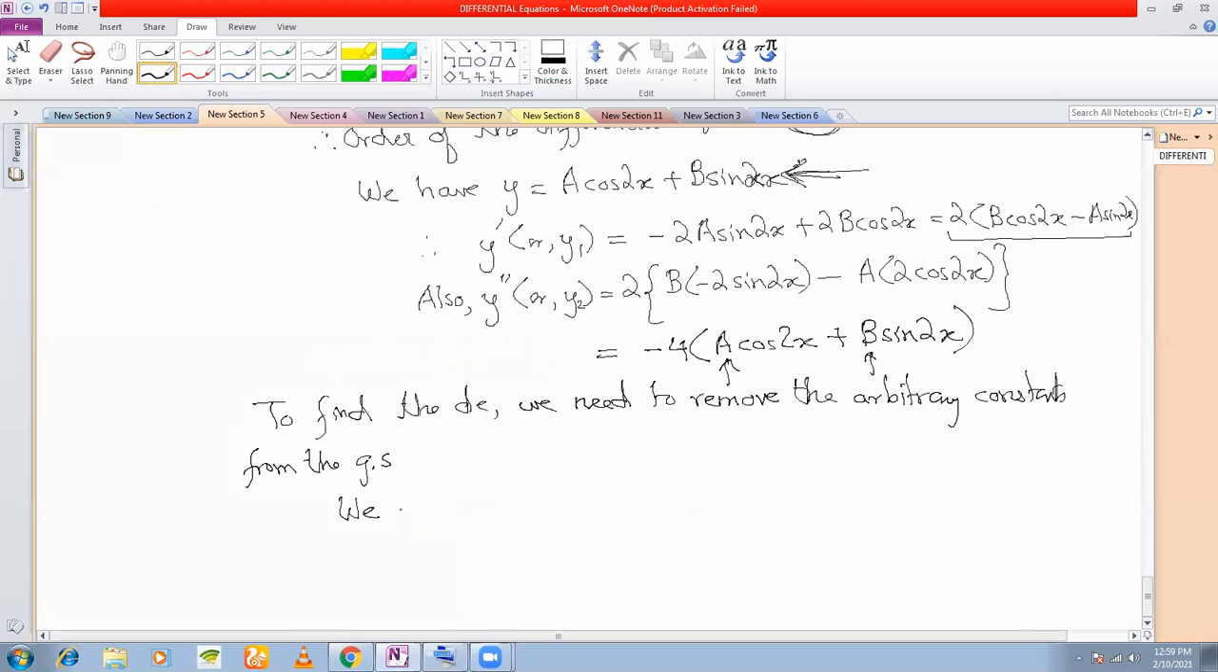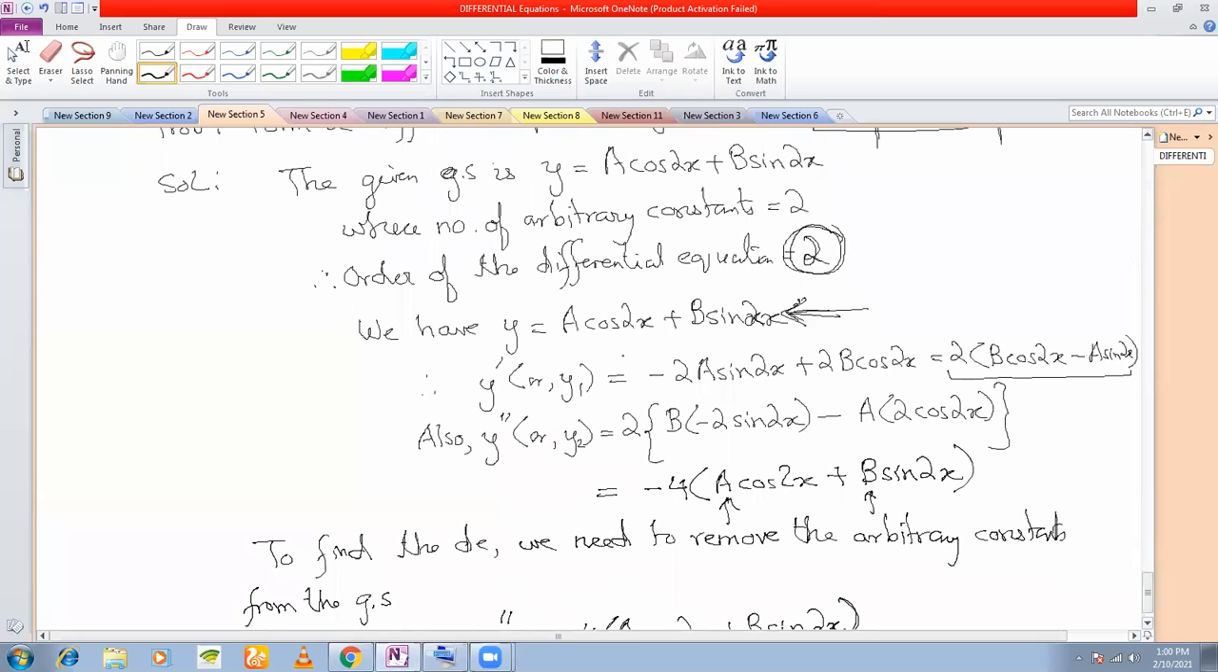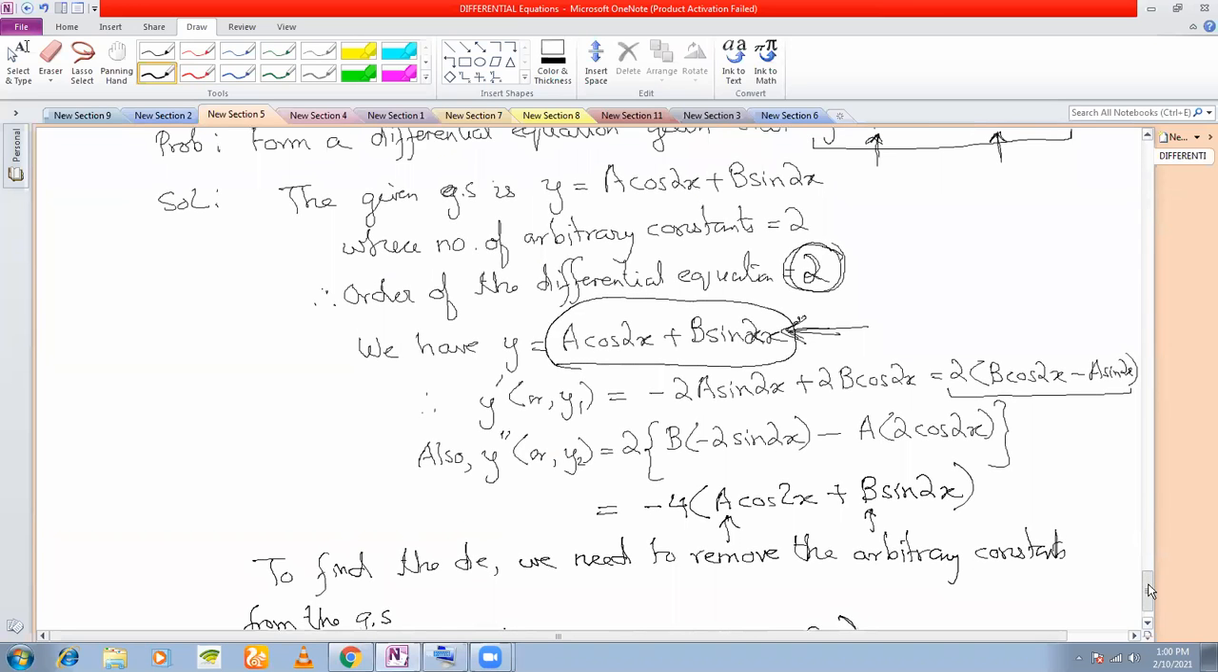So what we do is, we start with y double dash. We have y double dash is equal to minus 4 times a cos 2x plus b sin 2x, right? Now you see, what is a cos 2x plus b sin 2x? Just check. It is y, right? Isn't it?